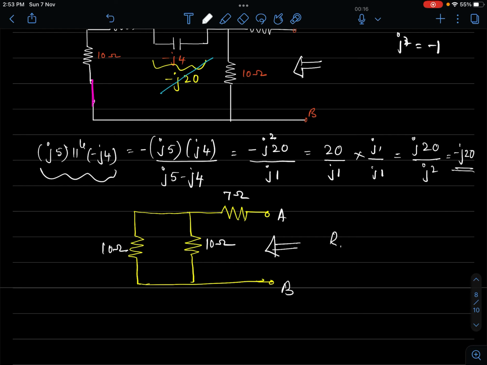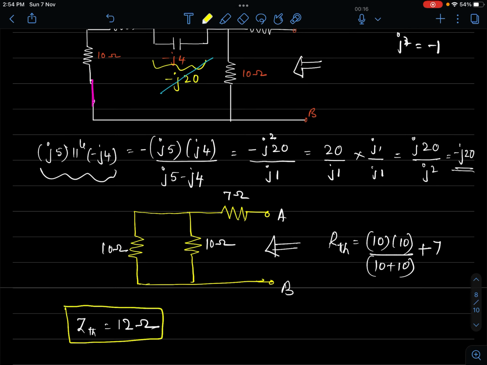Now this RTH, the Thevenin's equivalent resistance, has come out to be a resistance. You can even call it impedance. This is equal to 5 plus 7. How did I get 5? It is 10 parallel 10. That can be written as 10 into 10 divided by 10 plus 10. That becomes 5 plus 7. So in other words, the ZTH or RTH, in general you can call it ZTH, is equal to 12 ohms. This is an important inference we have.